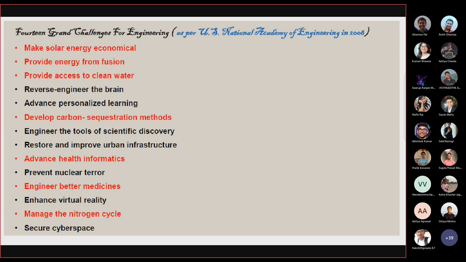Developing carbon sequestration methods, like nowadays, to absorb carbon or CO2, people use amine-based adsorbents, people use metal organic frameworks, people use zeolites. All these are produced in the chemical process industries.